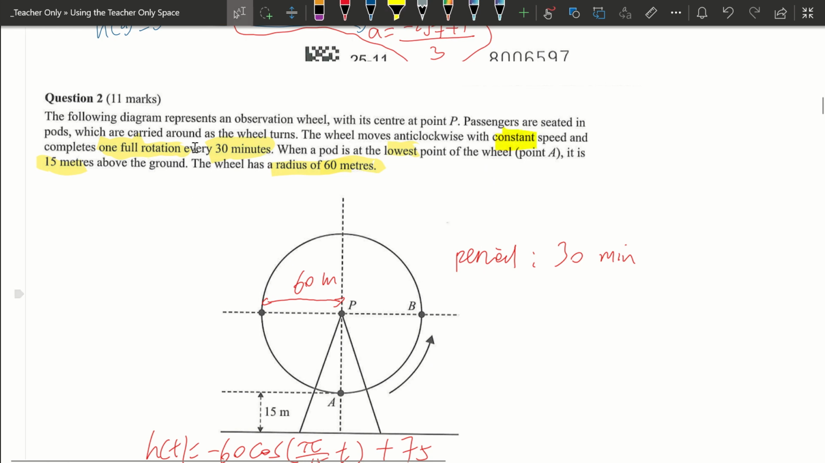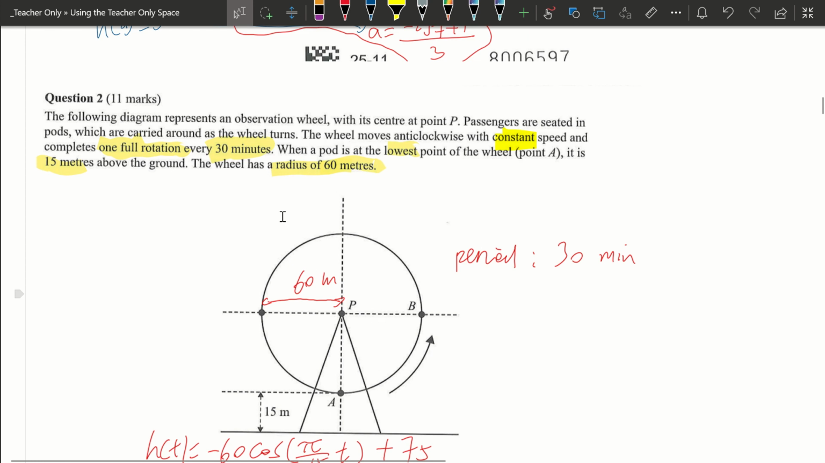And completes one full rotation every 30 minutes. As soon as I read that, I wrote down this. Period is 30 minutes. One full rotation is one period, and it's 30 minutes. When a pot is at the lowest point, which is point A, it is 15 meters above the ground, so it's labeled for you in the diagram, so nice.